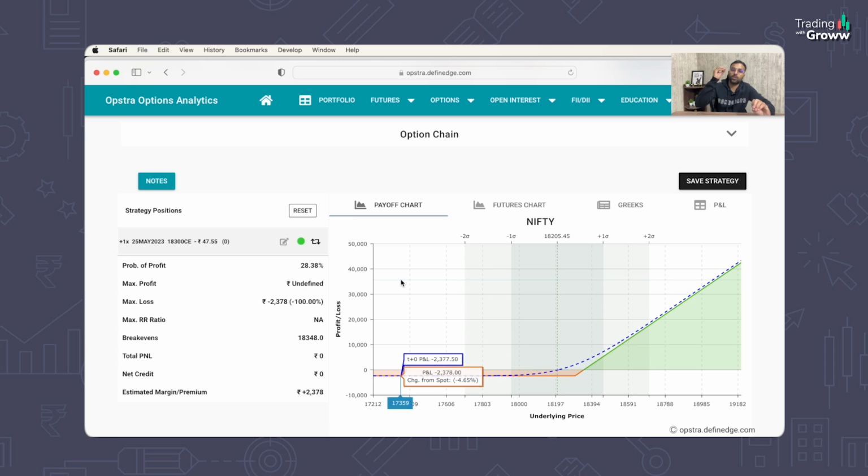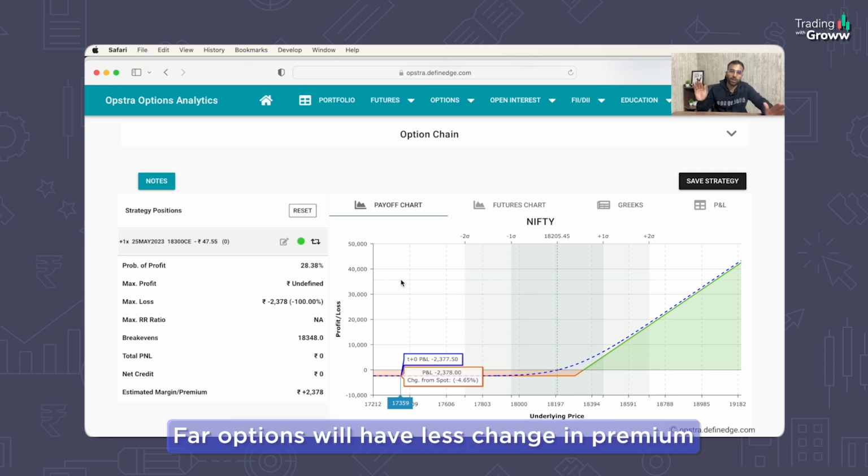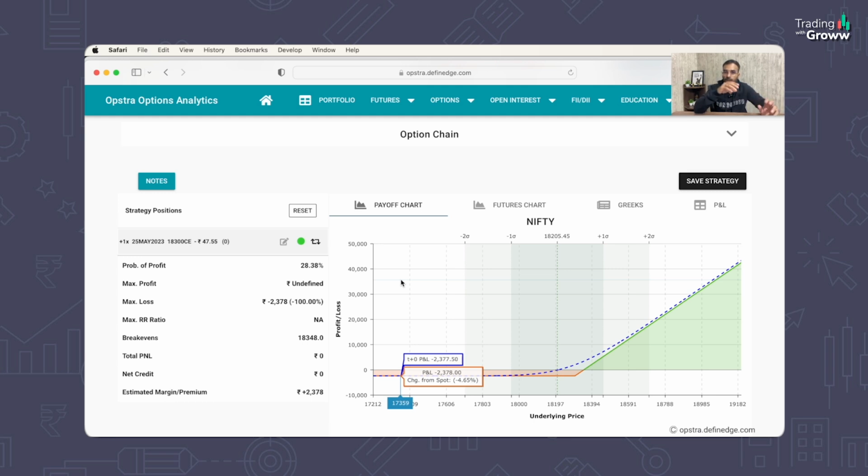So with respect to OTM options or ATM options or whatever the option strikes, the farther it is from the spot, there will be a lesser change in the specific option premium. So in absolute terms, it will be very minimal.